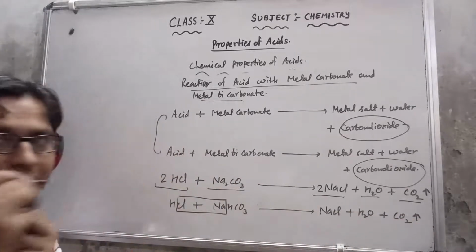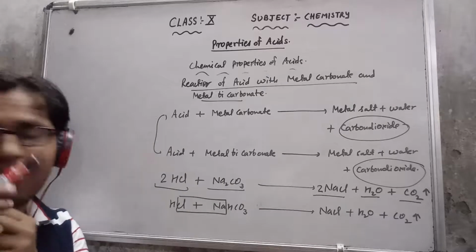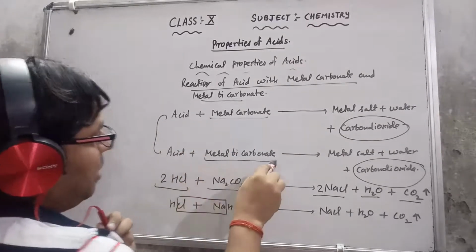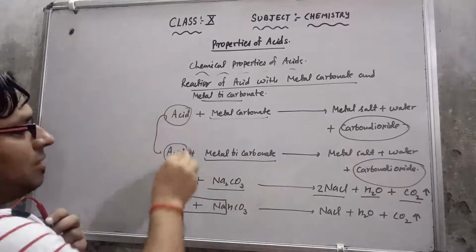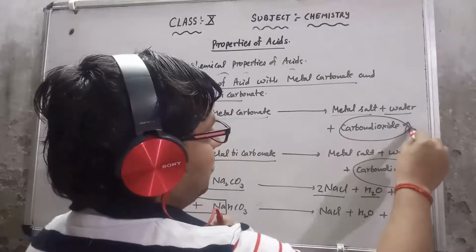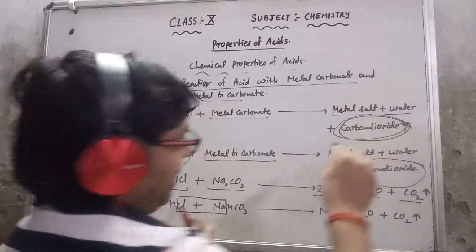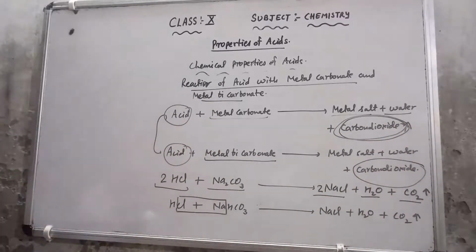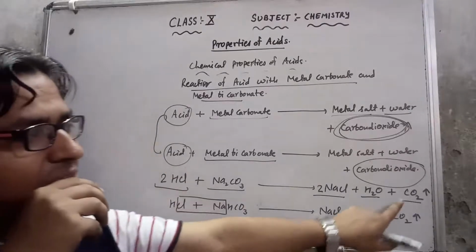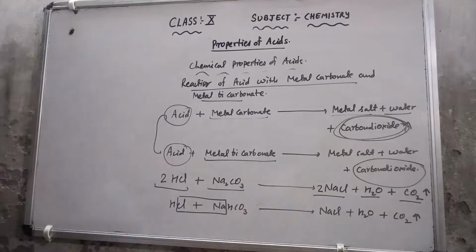So very simple. I will say that whenever a metal carbonate or metal bicarbonate reacts with an acid, it will form the metal salt, water, and release carbon dioxide gas. That is a very important point here: which gas is released when a metal carbonate or metal bicarbonate reacts with an acid? We can say that it gives us carbon dioxide gas.